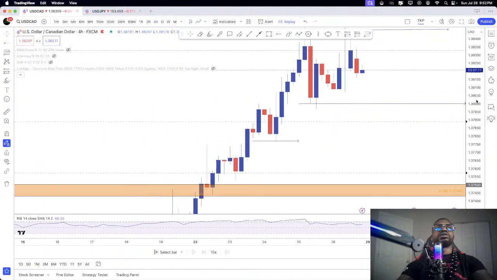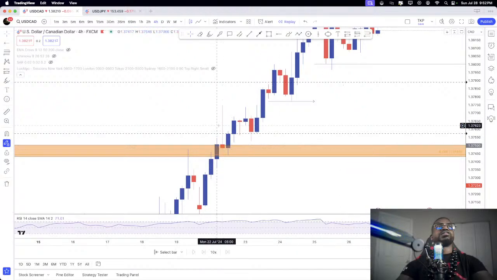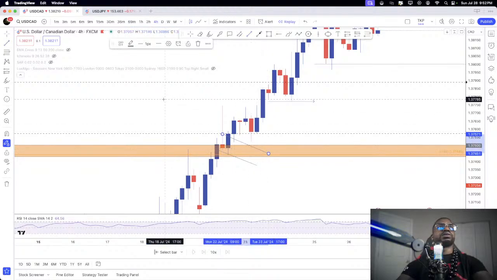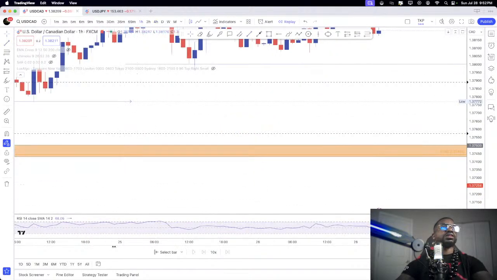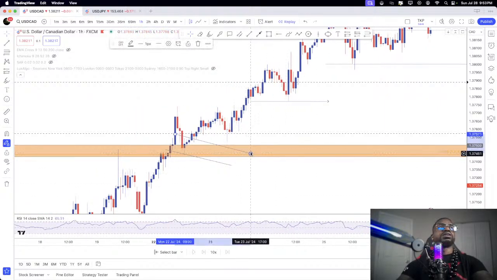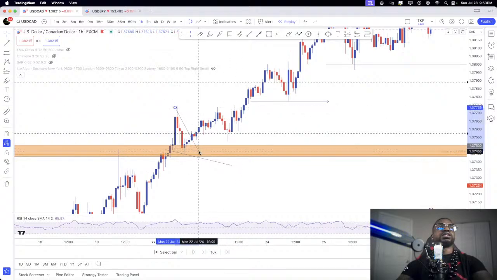Okay, cool. Right here, this is the flag pattern that we're looking at. Now on a smaller time frame, with this being the 4 hour, you'll see a lot more rejections in this area. Cool. So this is the flag we want to see being retested. This one. And once we get that, we'll set a limit order.